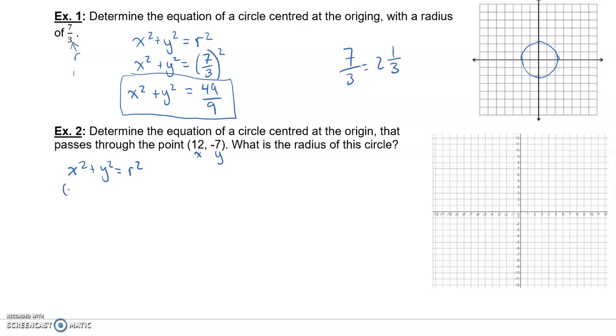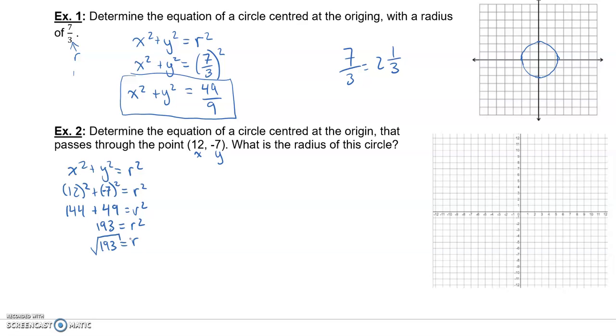So if I sub in 12 for x, I get 12 all squared plus 7 all squared. It's -7. If it was +7, it would still give me the same result because it's squared. And that's equal to r squared. So 12 squared is 144 plus 49. And 144 plus 49 is 193. And so we conclude we'd want the exact radius, that the radius is the square root of 193.